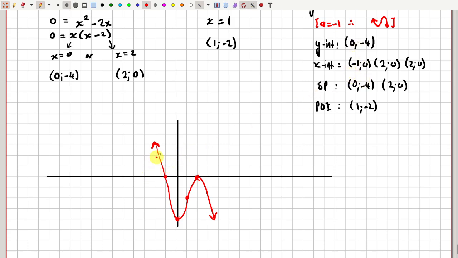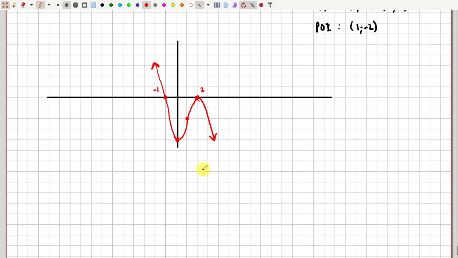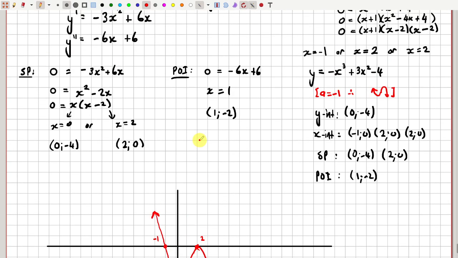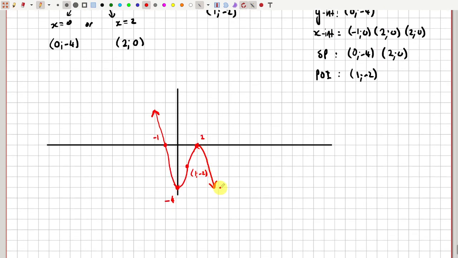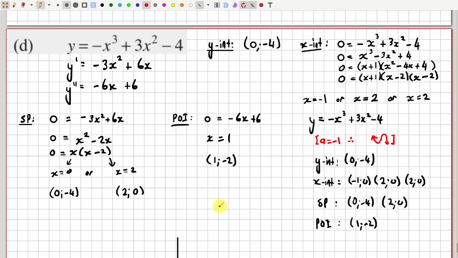And please remember to mark your coordinates. So that's minus 1, negative 1. This is 2. This is negative 4. And then our point of inflection over here. There, I said it now. Our point of inflection is 1 and minus 2, like that. And this is our function, y. Okay, so that was D.